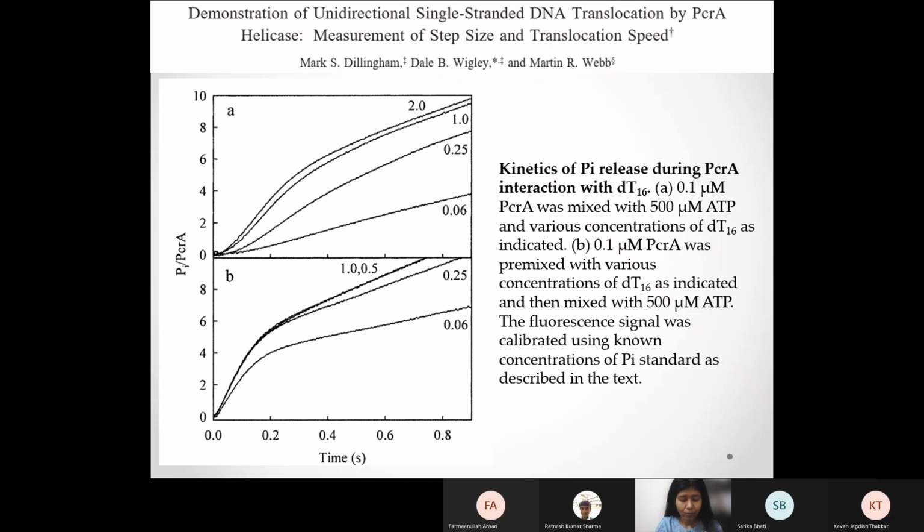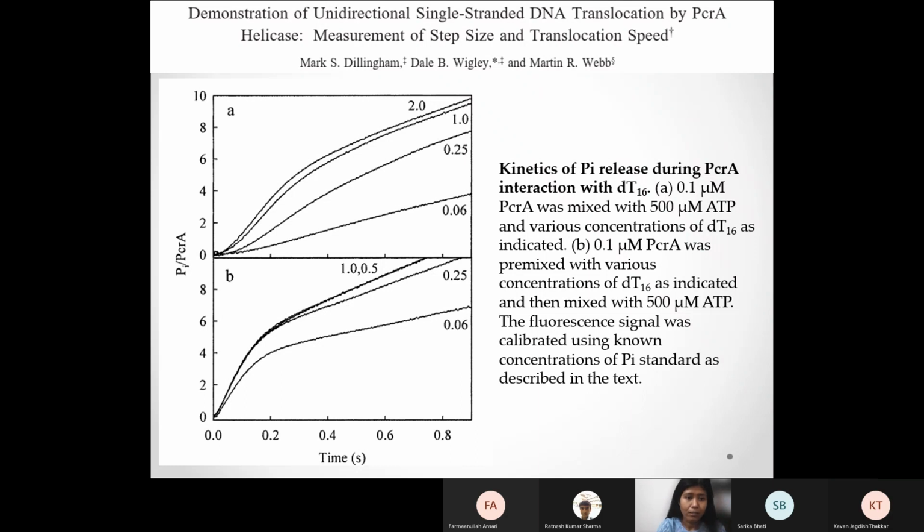So they have a system where they have taken this single-stranded thymidine stretch, single-stranded DNA, and they have taken purified PcrA protein, added ATP, and now they are looking at the increase in fluorescence with time. Increase in fluorescence would indicate increase in inorganic phosphate release, which would indicate that the ATP is being utilized and therefore your PcrA is translocating on the DNA.